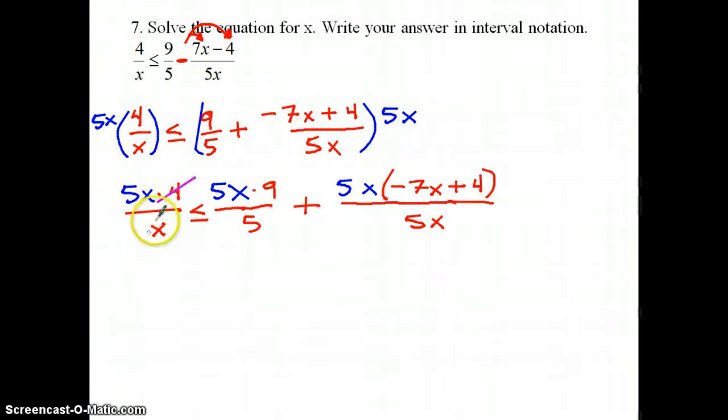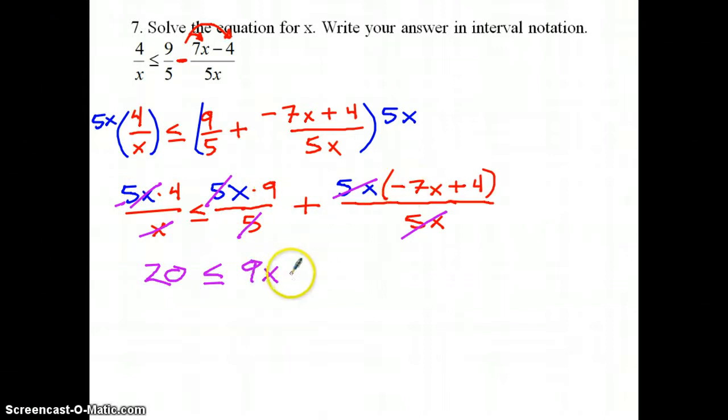Now we have the ability to cross off some of these values, like the x here, and then the 5 here, and then the 5x here. So that gives us a 5 times 4, and a 9 times x, and then a minus 7x plus 4.